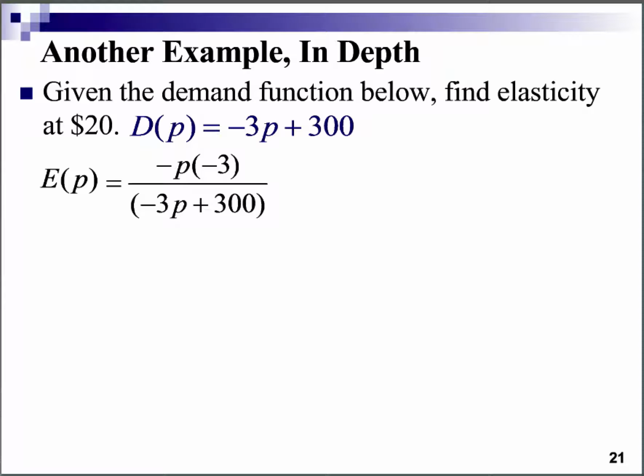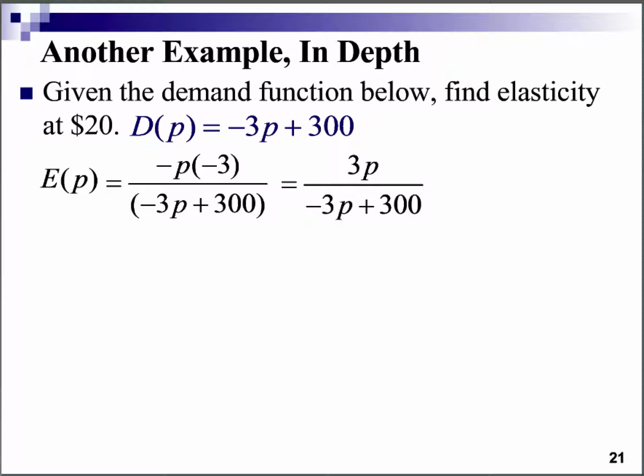So our elasticity function is going to look like this. We have negative p multiplied by the derivative of demand. Keep in mind that we're getting the derivative of negative 3 directly from the demand function up at the top. We're getting that from the derivative of negative 3p is negative 3. And then of course in the denominator, the bottom, we have the original demand function, which we can just copy directly from what's given to us.